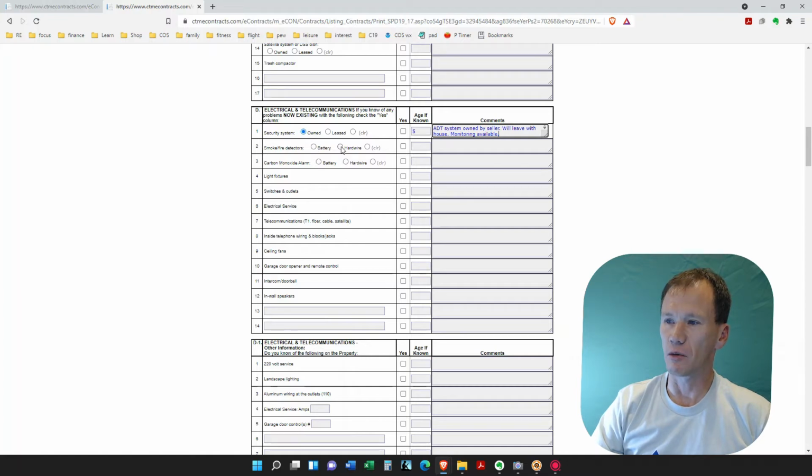Smoke and fire detectors. Are they battery or hardwire, right? There's got to be one of the two. So this is built in 2015. There's going to be hard wires. Carbon monoxide, those are hard wires.